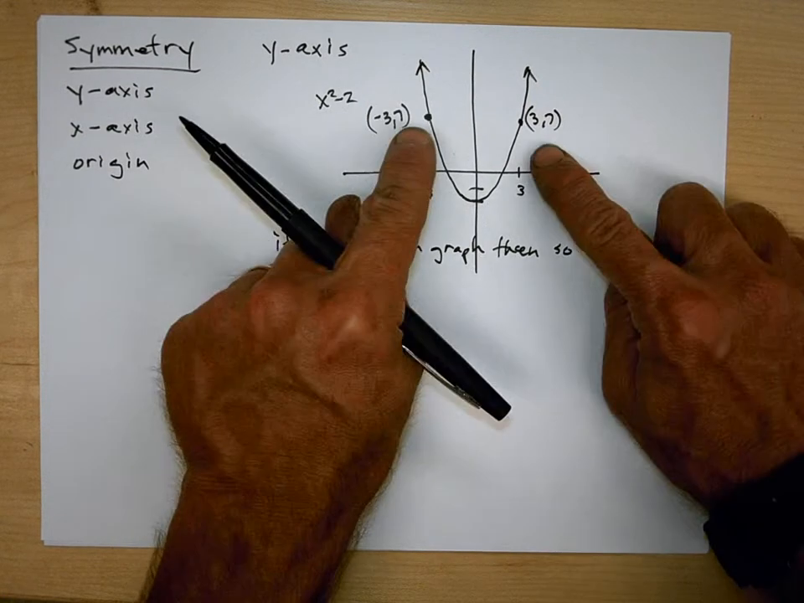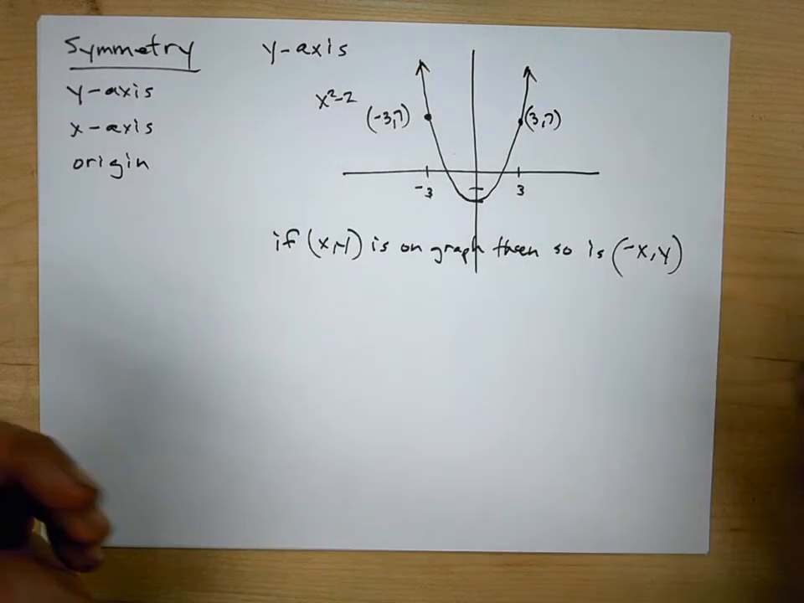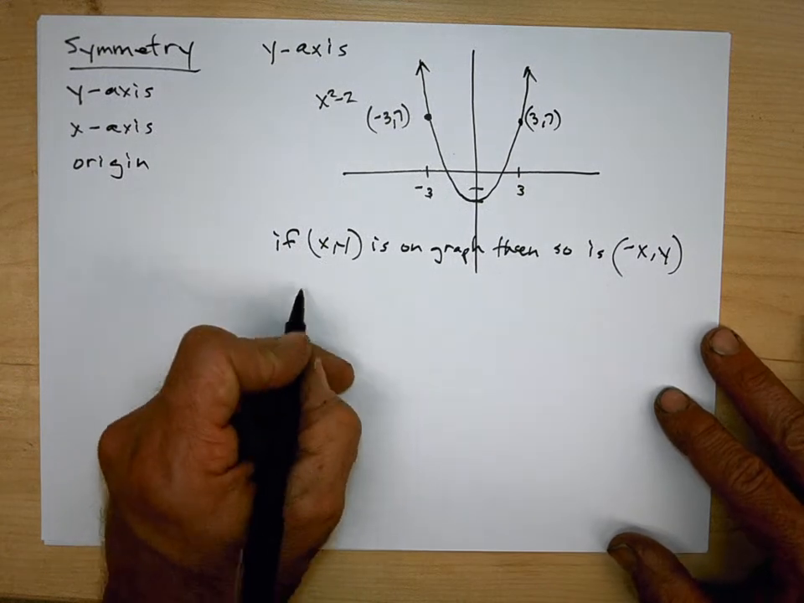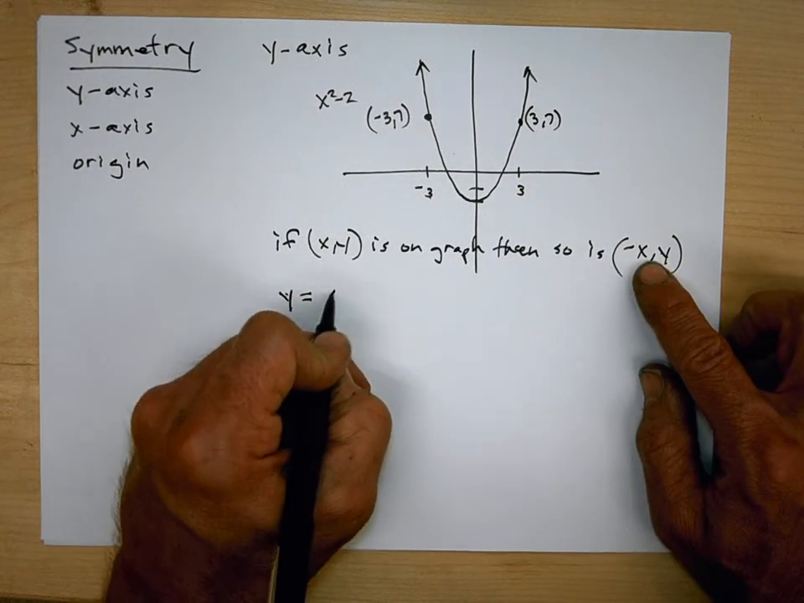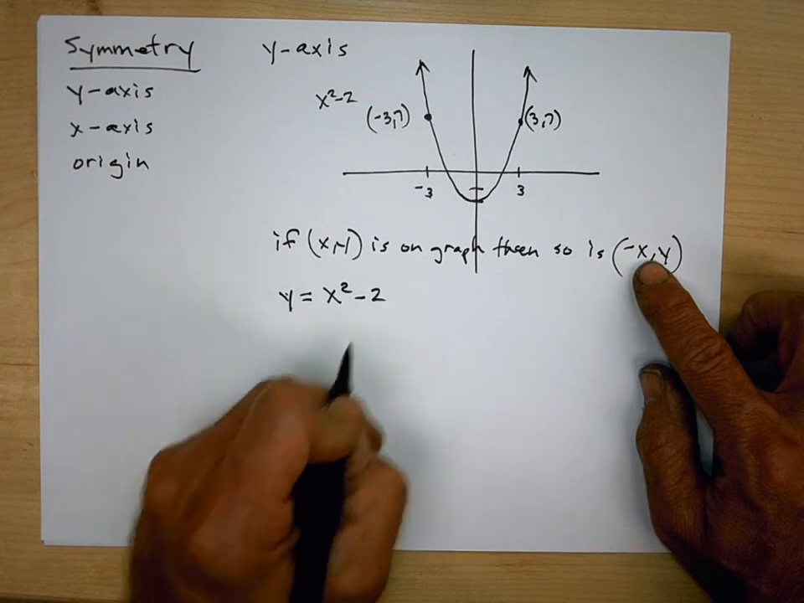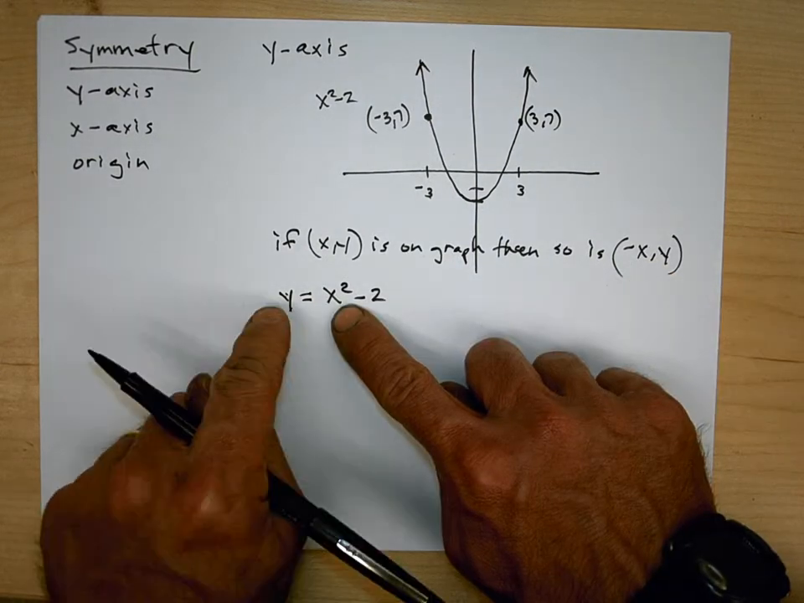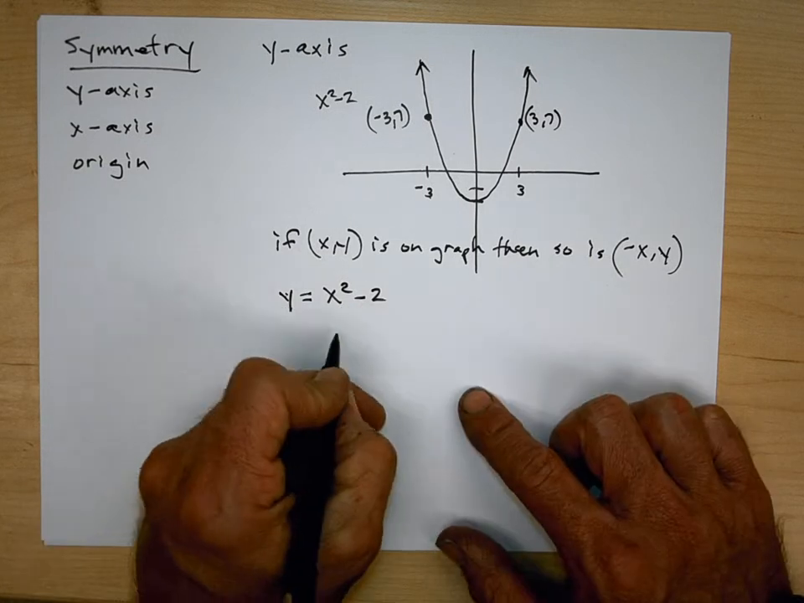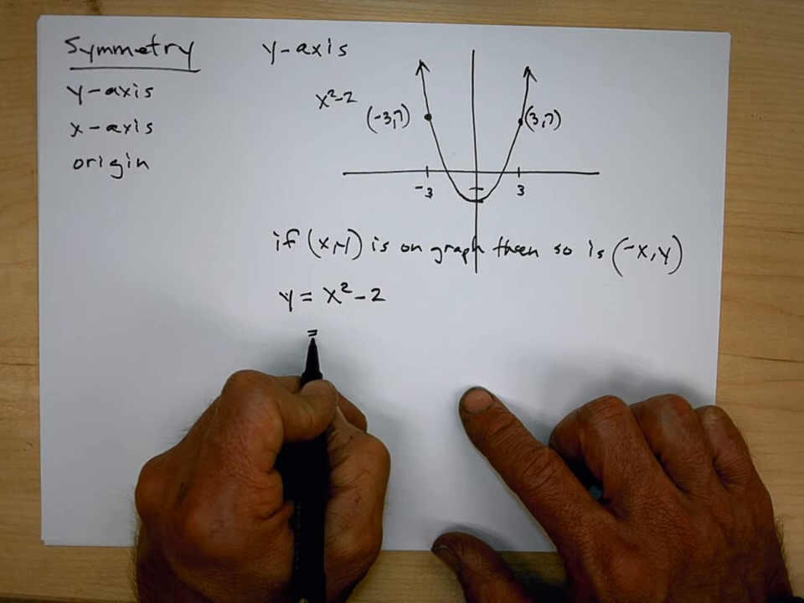Now, this only shows us one particular example, for x equals 3. If we want to show it in general, then we have here that y equals x squared minus 2. What we need to show is that if I put in a negative x, I still get the same y value, right?